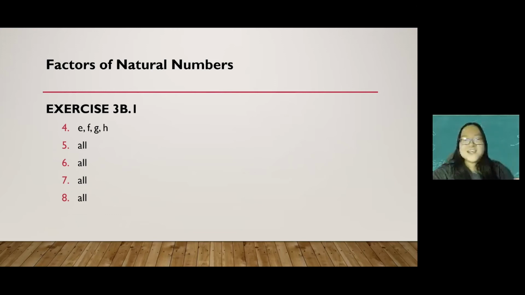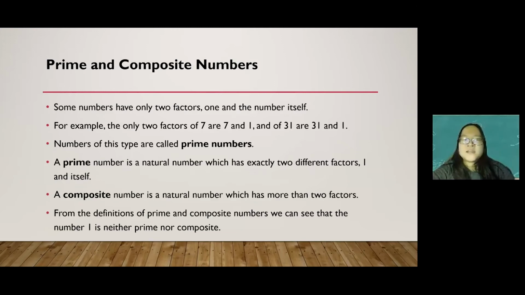Okay. All right. Next part, prime and composite numbers. So some numbers have only 2 factors, 1 and the number itself. For example, the only 2 factors of 7 are 7 and 1, and of 31 are 31 and 1. Numbers of this type are called prime numbers.